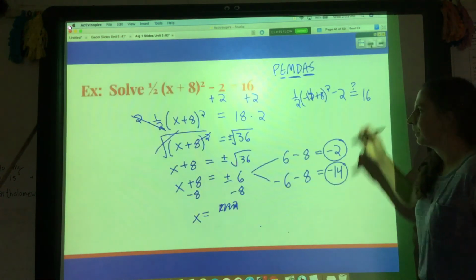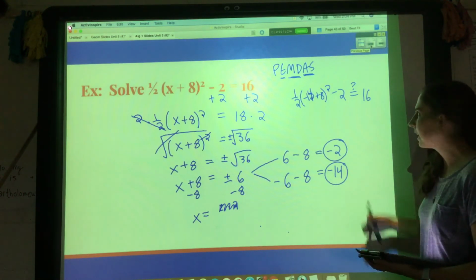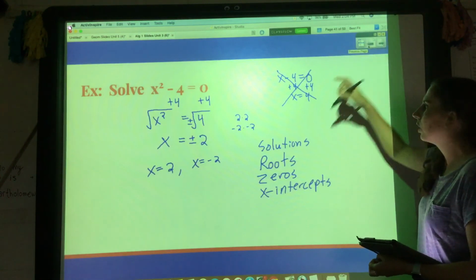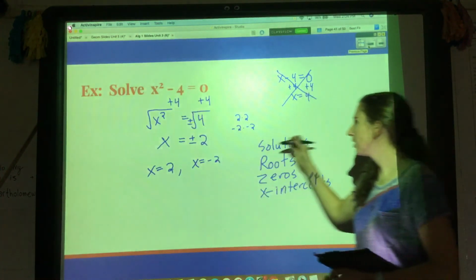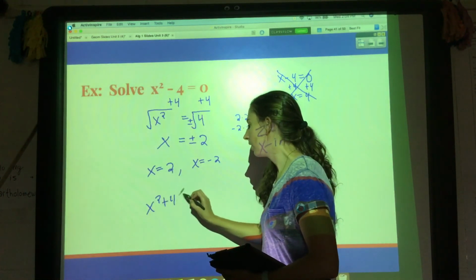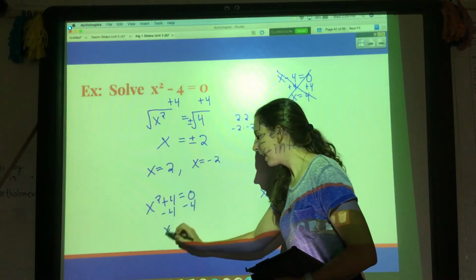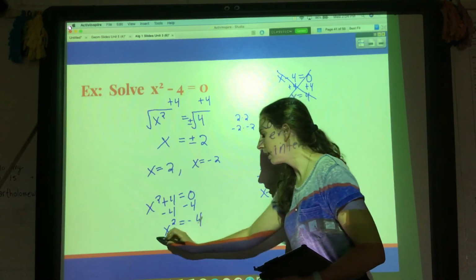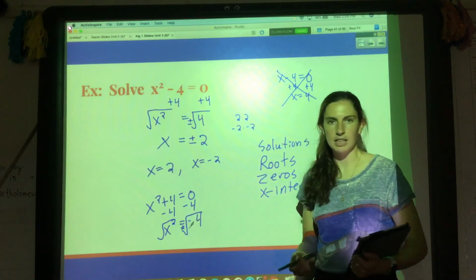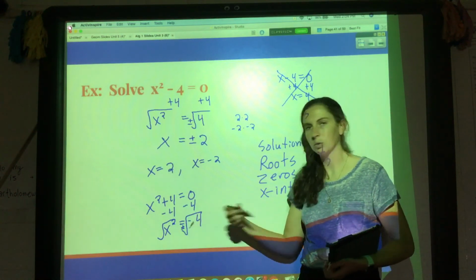All right. Sometimes you might get something that doesn't work at all. For example, instead of x squared minus 4, you may have had x squared plus 4. If we try to solve this, we're going to get x squared equals negative 4 and then square root it, but you actually can't square root a negative. It doesn't exist. And so this has no solution because we're trying to square root a negative.